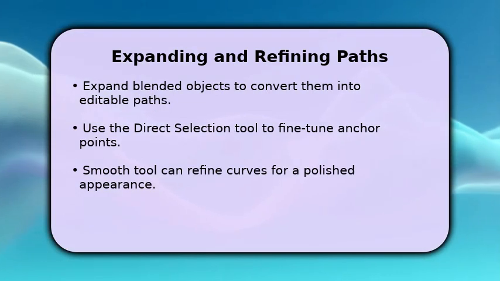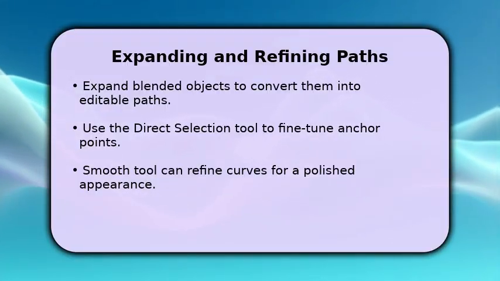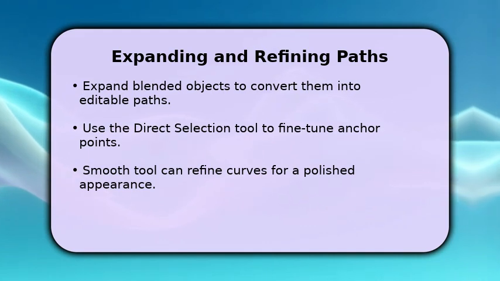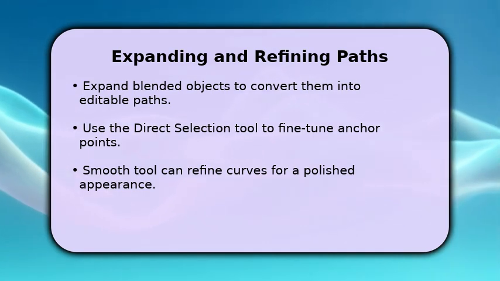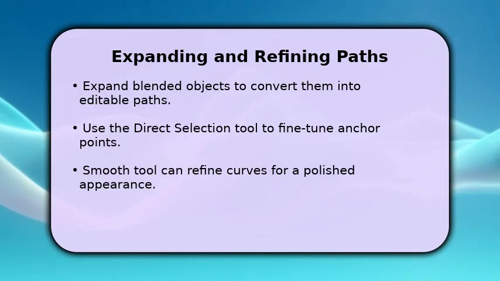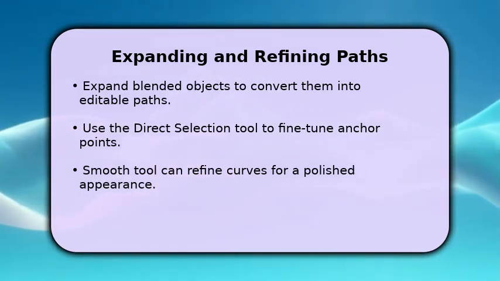After using the Blend tool, you might want to further refine your connections. Go to Object, then Expand to convert the blended object into individual, editable paths. Now, you can use the Direct Selection tool to adjust specific anchor points, giving you precise control over the shape.